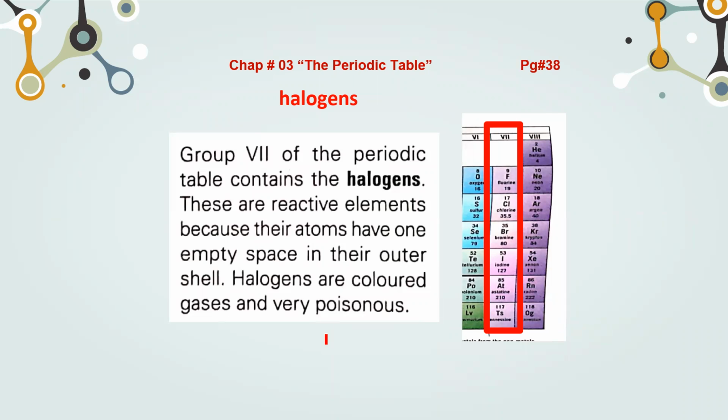Halogens are colored gases and very poisonous. Okay, this is the property or characteristic of such elements. So halogens are colored gases and they are very poisonous.